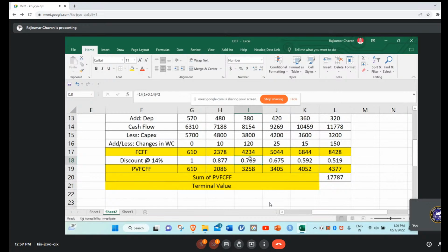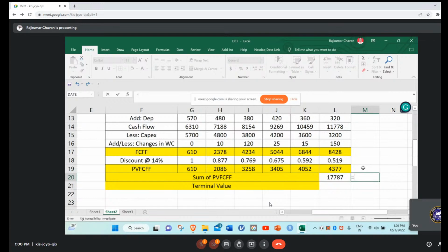So now let us do it. I assume that the cash flows of the last year will grow at the rate of how much percent? 5% every year. So now let us see here. You have to type how to calculate the terminal value. First, you should take the last year FCFF. What is the last year FCFF? 8428. So it is like this: FCFF into 1 plus G divided by K minus G. This is the formula.